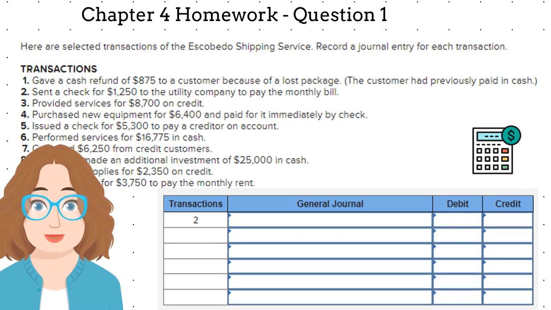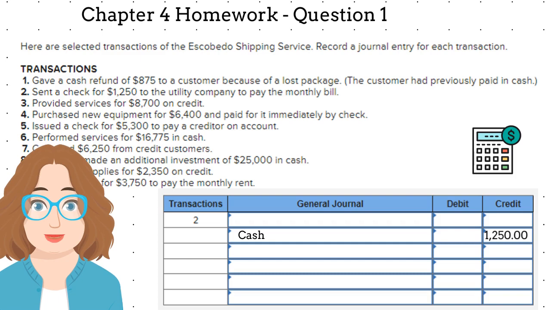What about the next transaction? Let's take a look at that. Escobedo Shipping Service sent a check for $1,250 to the utility company to pay the monthly bill. Just like in the first transaction, our cash decreased, and we now know that cash decreases with a credit. But, what account do we need to debit? The utility expenses increase and expenses are part of equity, equity increases with credits and decrease with debits. Expenses decrease equity. Therefore, we would debit utility expenses.